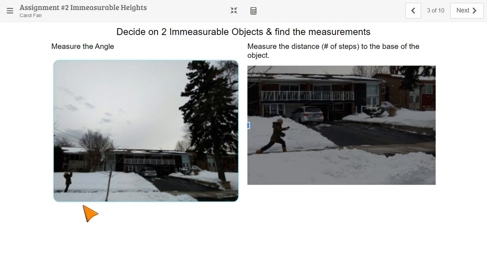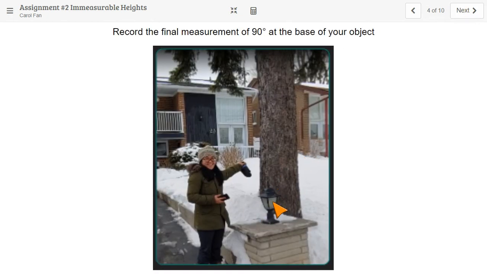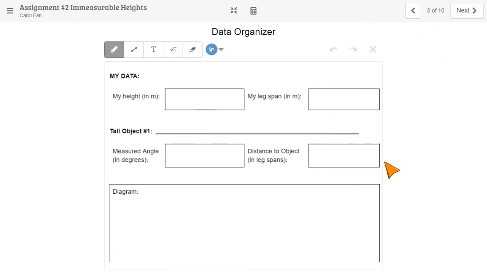Now, this is me during the pandemic. I wanted to find the height of this tree. I had a clinometer here, and I measured the angle. Next, I took steps, and I counted the number of steps it took for me to get to the base of the tree. That gives us 2 different pieces of information, and that's enough for us to find the height of our tall object.